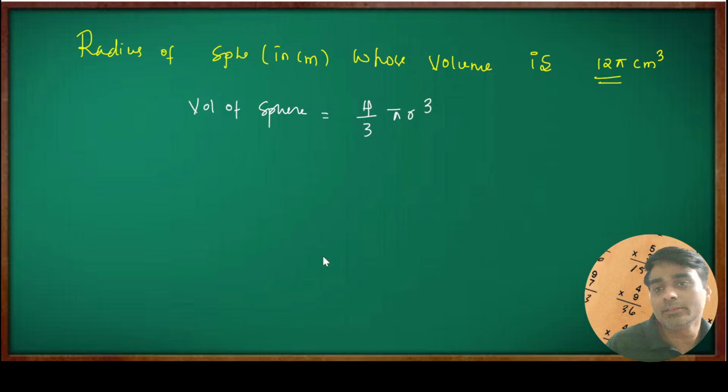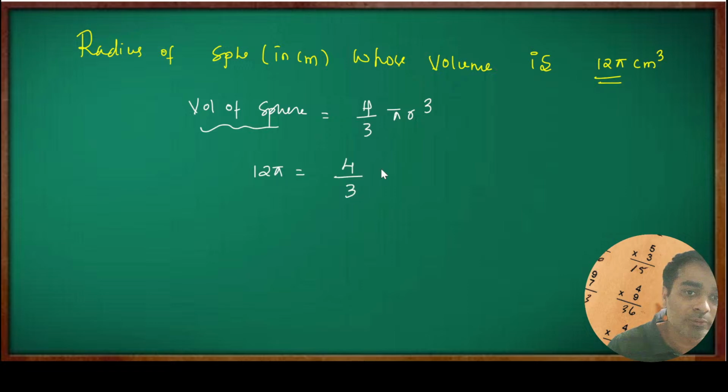4 by 3 pi r cube. Now this side is given, right? Volume of sphere is given 12 pi. So write 12 pi here and keep 4 by 3 pi r cube as it is on the right side. You can see on the right side and left side, both places you have pi, pi, this will get cancelled.